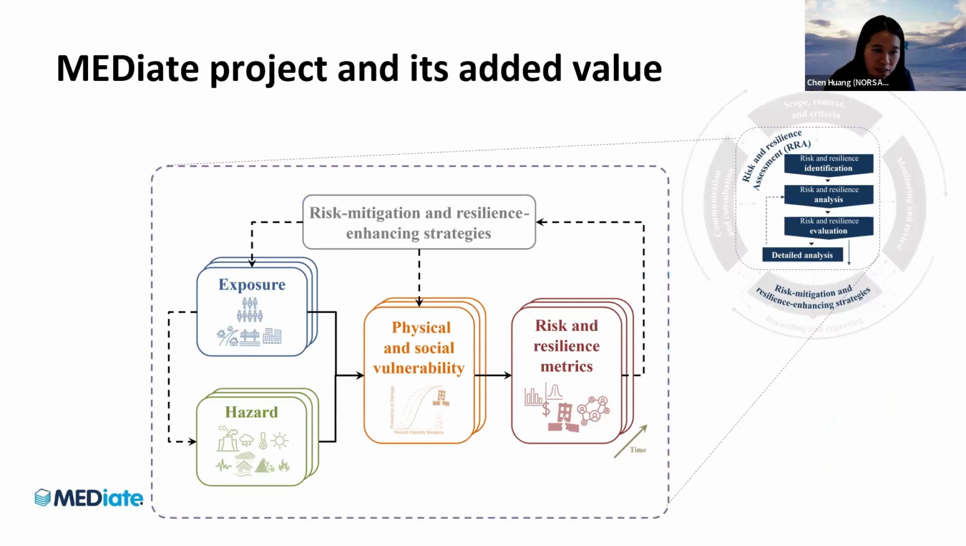Conceptually, we have key components in the assessment framework. That is the exposure, hazard, physical and social vulnerability, and risk and resilience metrics. And all these are for the final use of selecting the optimal risk mitigation and resilience enhancing strategy. Another key component is that we're looking into a different timeline. So we are not just looking at the current exposure and hazard, but also what could happen in the future and the dynamic changes in the vulnerability and the metrics to measure them. Next slide.